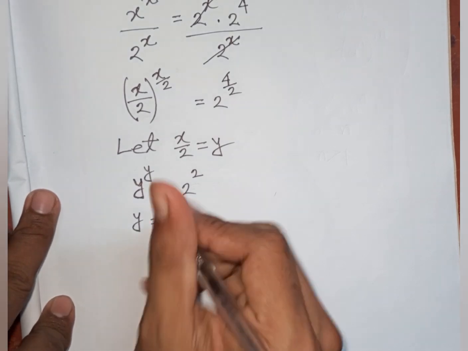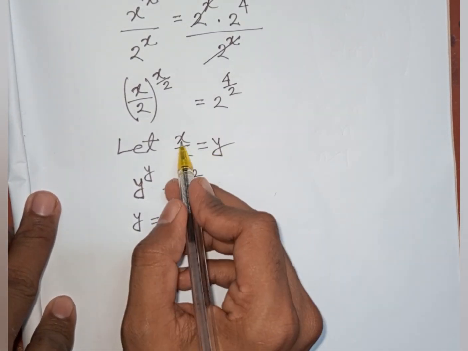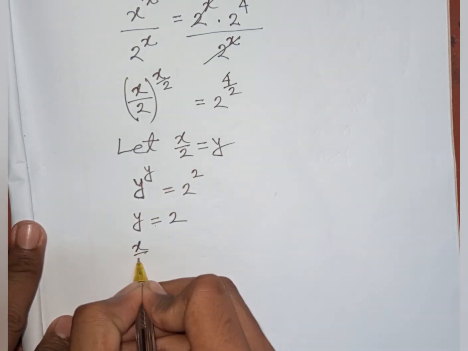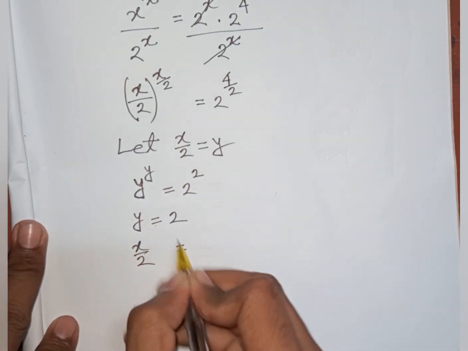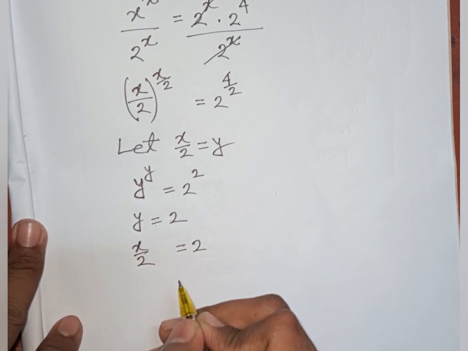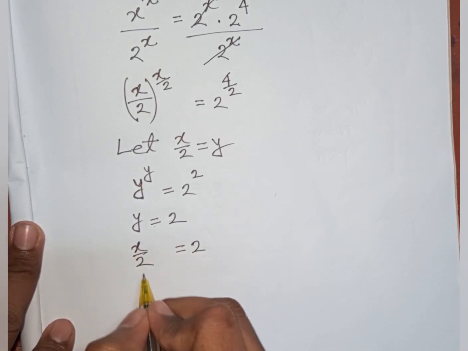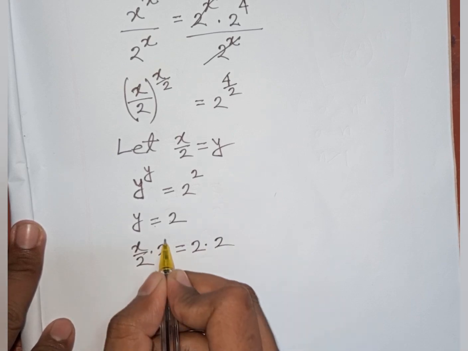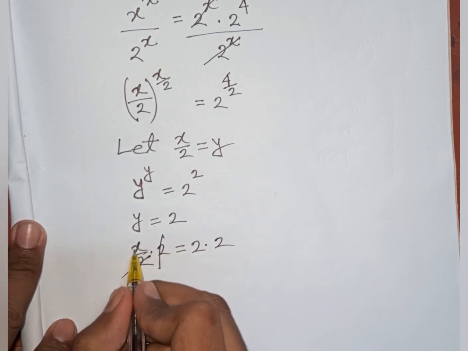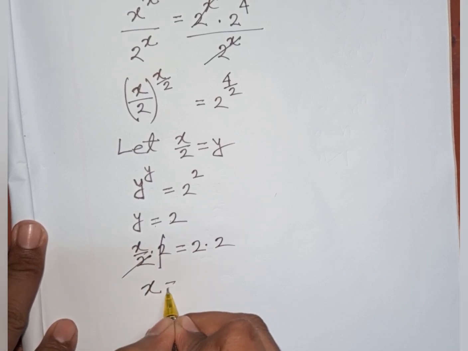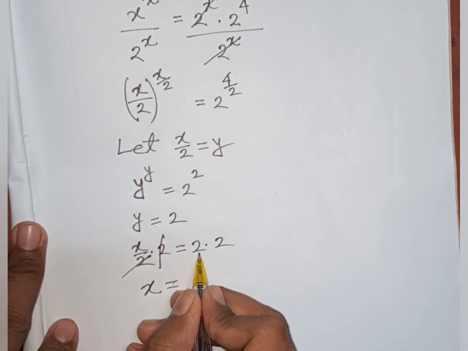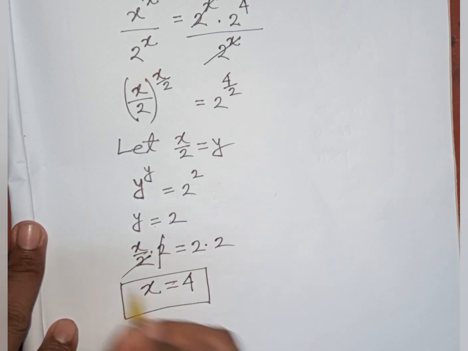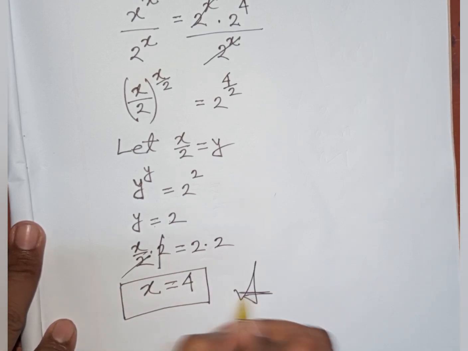But remember that x over 2 is substituted by y. So y, that means it will be x over 2, then is equal to 2. Now we need the value of x, so multiply by 2 on both sides. So this 2 will be cancelled. So here x will be equal to 2 multiply by 2, that means it will be 4. So 4, this is the value of x, so this is our final answer.